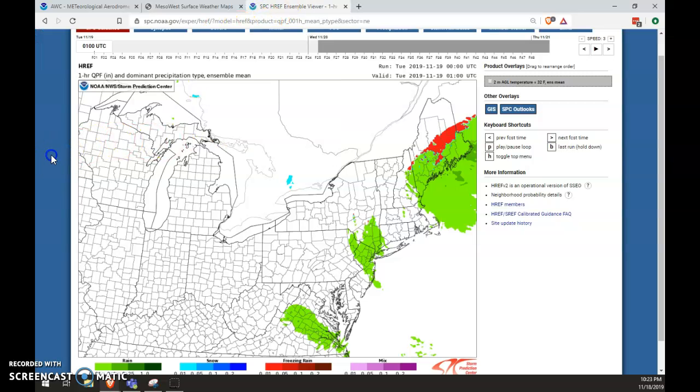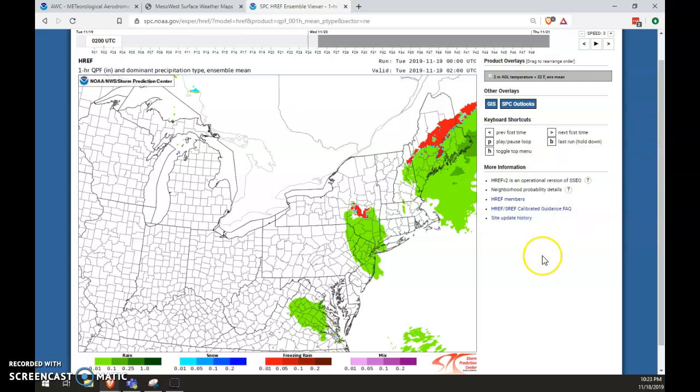This is the HREF, the High Resolution Ensemble Forecast. The values in green are the rainfall. If you see values in blue, it's the liquid equivalent of snowfall. If you see values in red, it's liquid equivalent of freezing rain. It's not the ice thickness that would fall, it's what would happen if you melted the freezing rain. And any pink values are a mix.